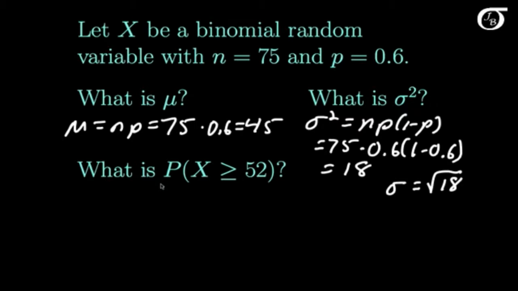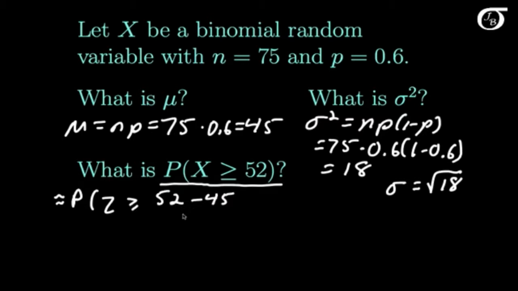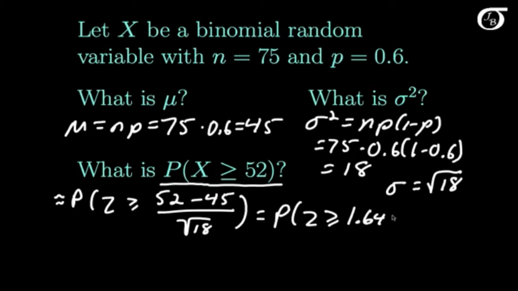Suppose we wanted to use the normal approximation to estimate this probability. We could calculate the exact probability from the binomial distribution using a computer or even by hand if we had to, but we're going to use the normal approximation here. The probability that x is bigger than or equal to 52 is approximately the probability that z is bigger than or equal to 52 minus the mean, 45, standardizing like normal, divided by the standard deviation, square root of 18. And this is equal to the probability that z takes on a value that's at least as big as 1.645, rounded to 3 decimal places.